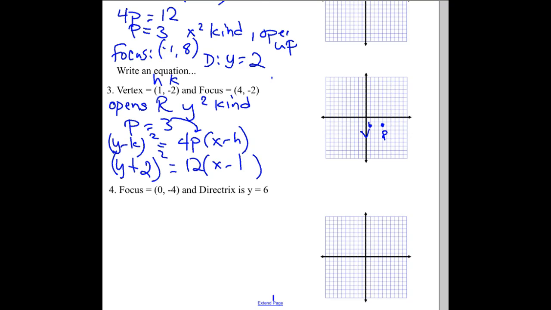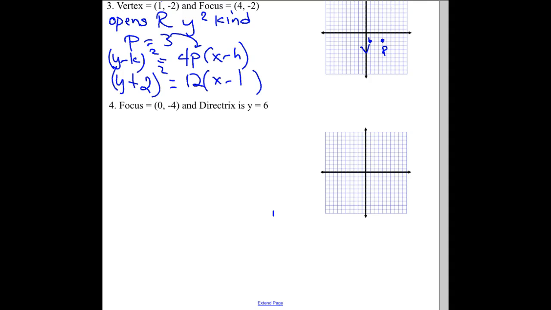All right, our last one here, we're given a little bit different information. This time they tell us the focus is at 0, -4. And they tell us the directrix is at y equals 6. So how far apart are those? From -4 to +6. How far is it? 10. So where would the vertex be? In the middle of those, right? So 5 units from either one. So we know our vertex has to be right there. Coordinates would be what?